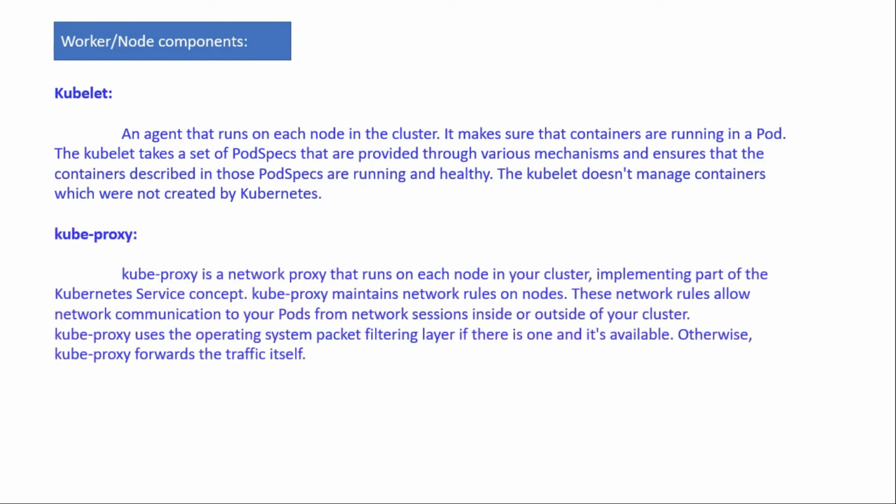Kube-proxy. Kube-proxy is a network proxy that runs on each node in a cluster, implementing part of the Kubernetes service concept. Kube-proxy maintains network rules on nodes. These network rules allow network communication to your pods from network sessions inside or outside of your cluster. Kube-proxy uses the operating system packet filtering layer if there is one and it's available. Otherwise, kube-proxy forwards the traffic itself. It is very important that all network-related concerns are managed by kube-proxy.